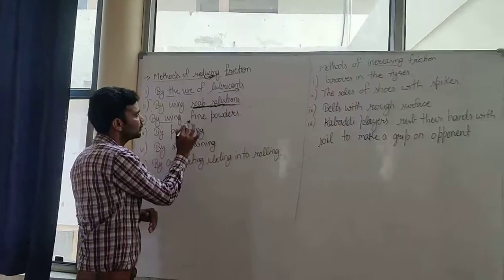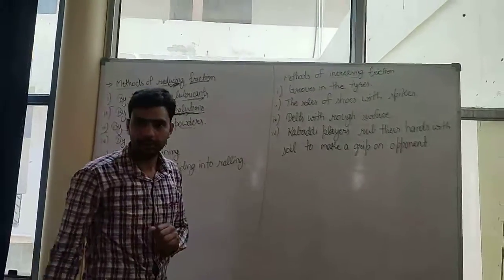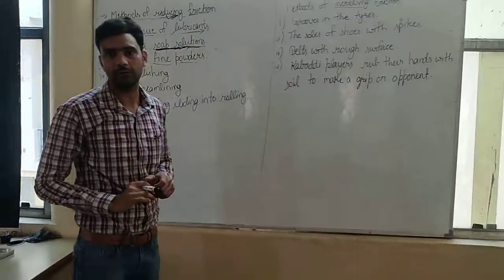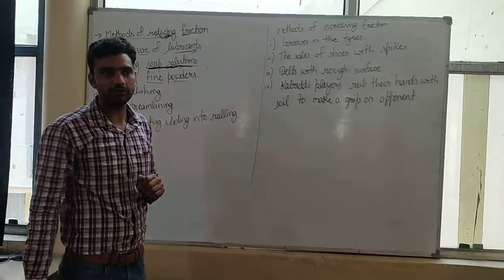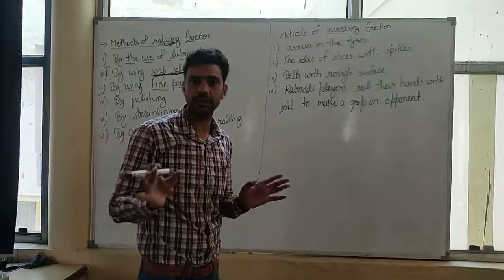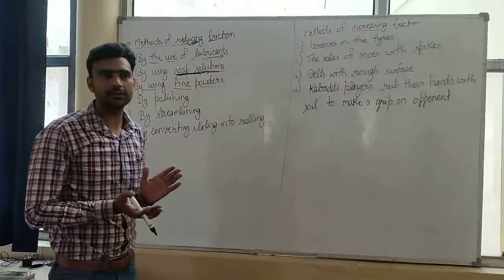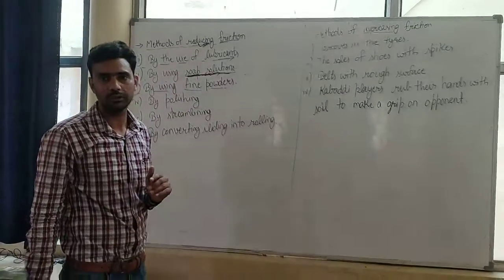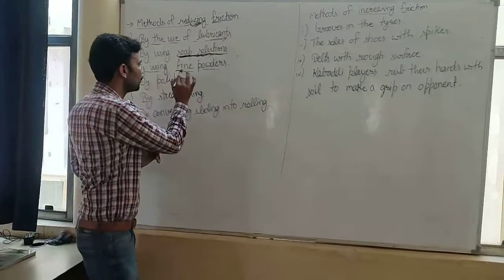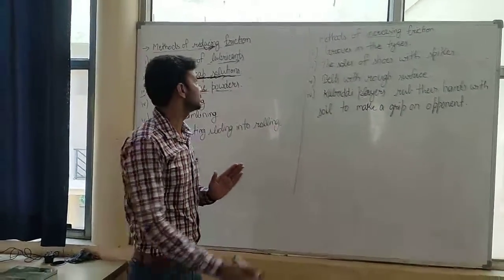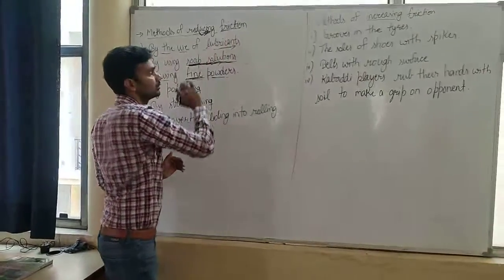Third, by using fine powders. When we are playing carom board, we use powder. Why do we use powder? We use powder to make the surface smooth, so the striker and the other pieces can easily move on the surface. So fine powder also makes the surface smooth, and due to that smoothness, the frictional force reduces.